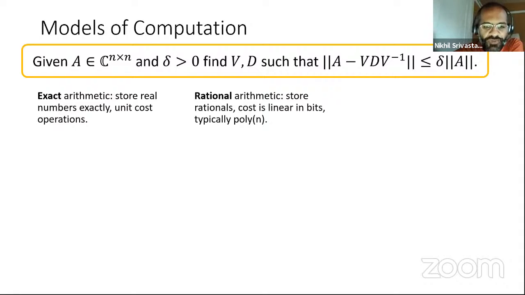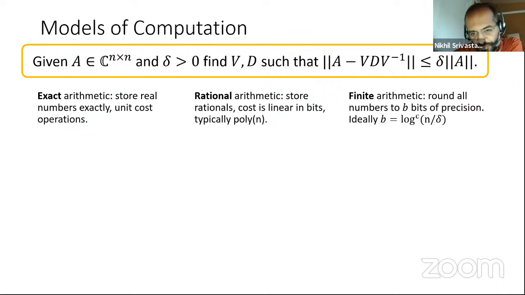And now the cost of doing arithmetic with these rationals depends on the number of bits in the numerator and denominator. And typically, for an n by n linear algebra problem, the numbers involved themselves have polynomial in n bit length. And so the cost of arithmetic becomes polynomial in n. This model of computation is common in the symbolic computation or theoretical computer science community.